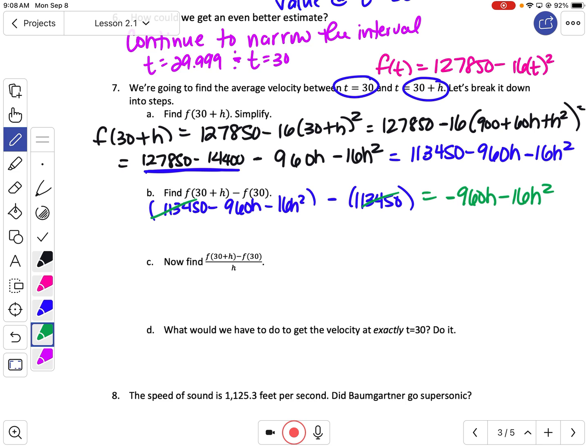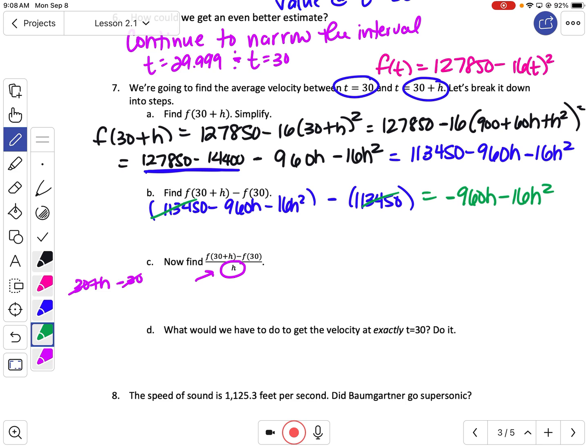Okay. Now, the last thing it's going to ask me to do is to take what I just found and divide it by h. Now, why, because this looks like my slope formula, is it just h on the bottom? Because h is already the difference. Yeah, if we think about the slope formula, we would do 30 plus h on the bottom minus 30. The 30s would go away and it would leave me with just h. Okay, so that's where it came from. It was that slope formula, the difference in the t values.